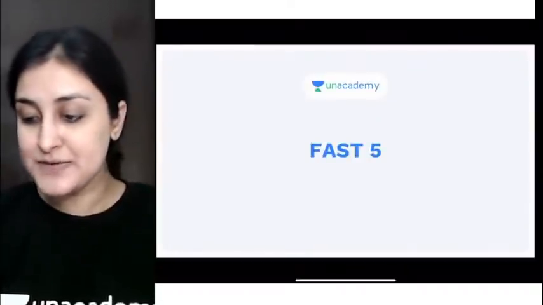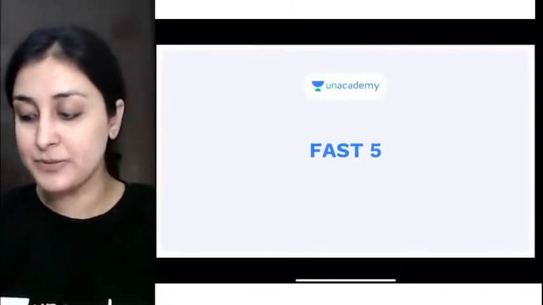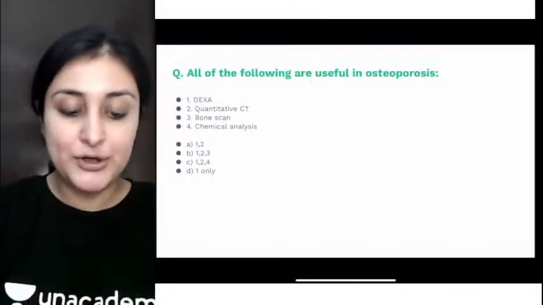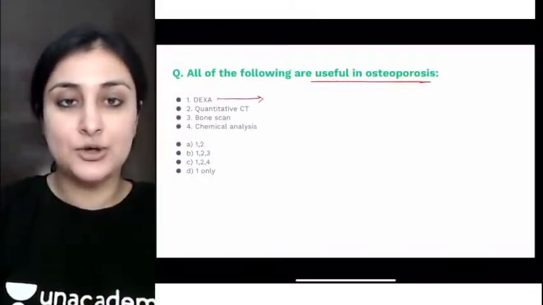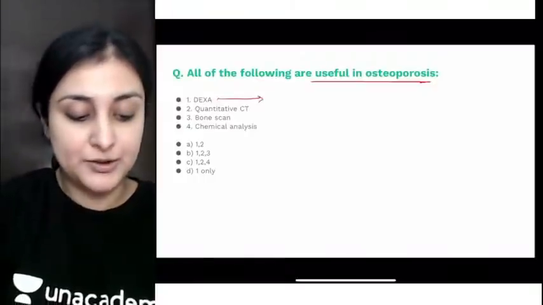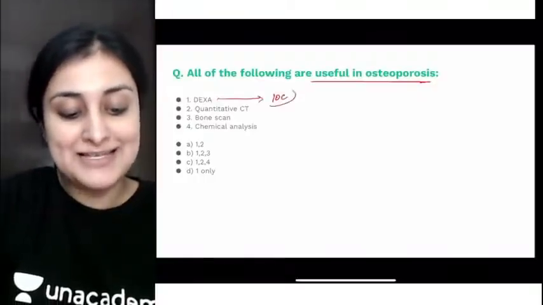Wonderful. Fast 5 MCQs. Are you guys ready? Very quickly 5 repeat question देख ले. All of the following are useful in osteoporosis. DEXA. चलो आप आंसर करो तब तक. हाँ मैं बताती हूँ साथ साथ. DEXA, yes, it's the best investigation.